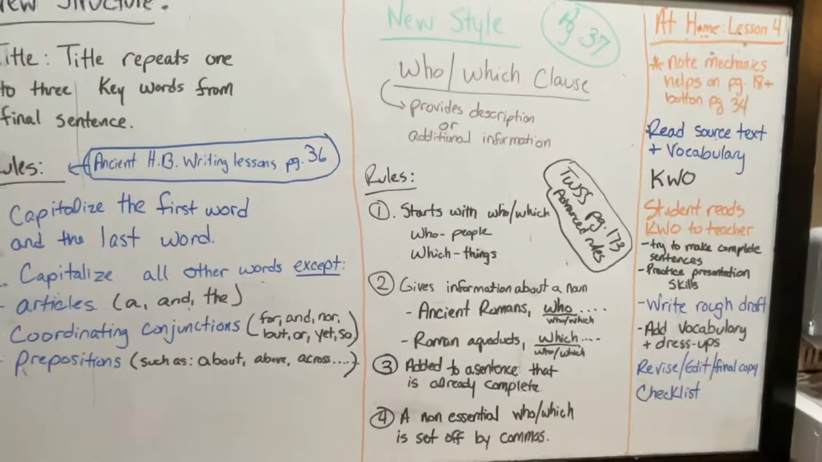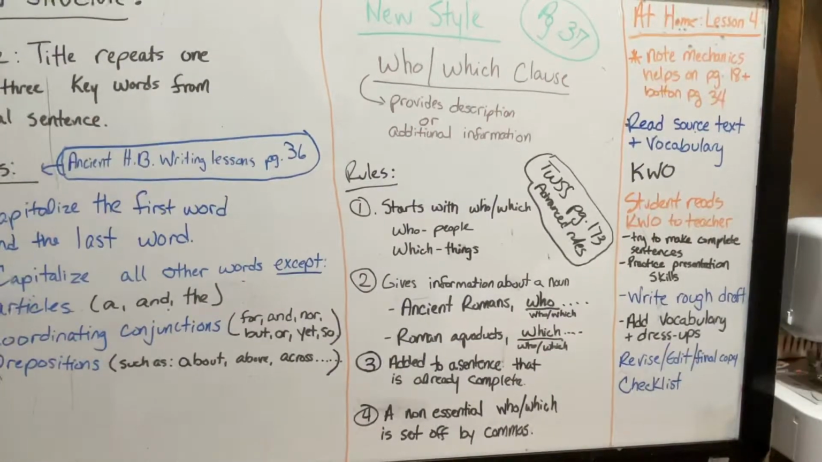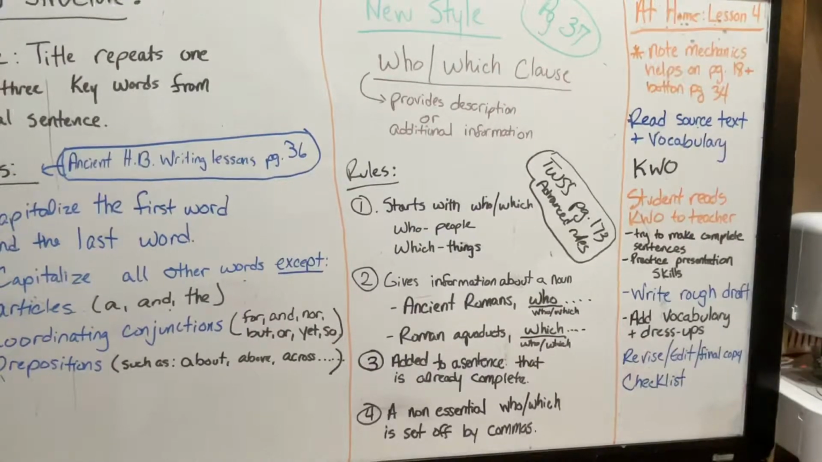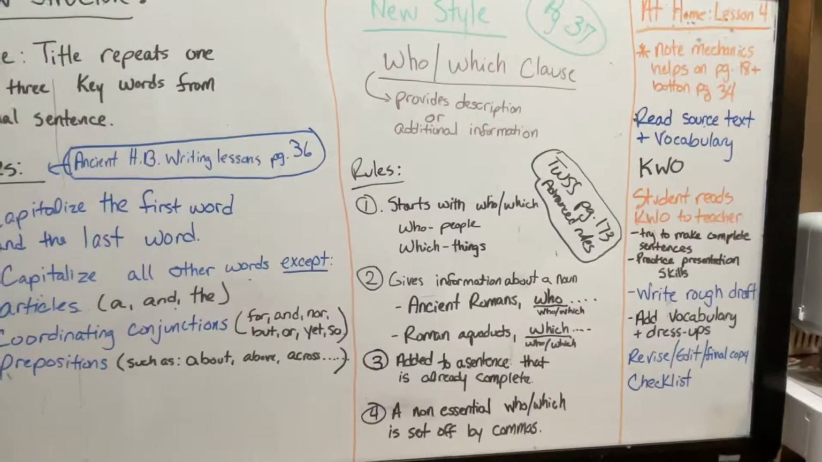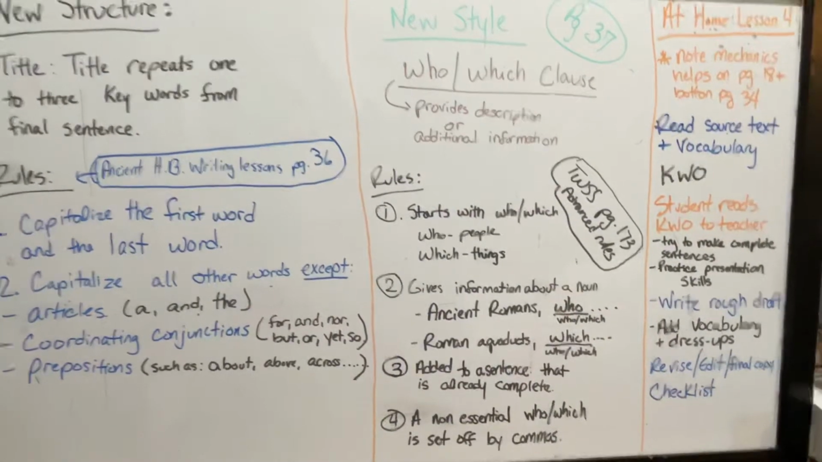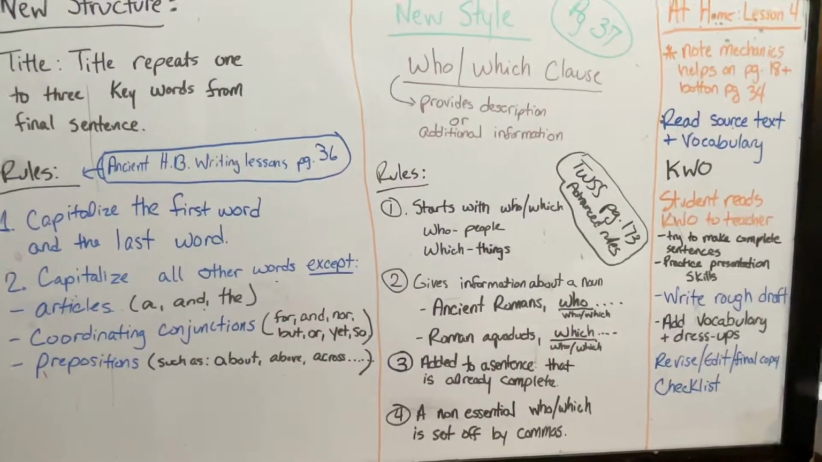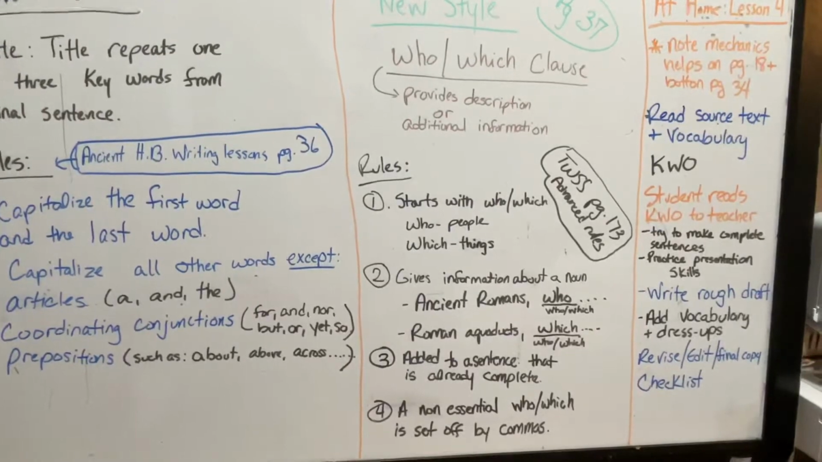They're added to a sentence that is already complete. So if you just put a who or a which in a sentence by itself, you're going to have a fragmented sentence. And a non-essential who-which clause, which is what we're going to be dealing with this week, is usually set off by commas.